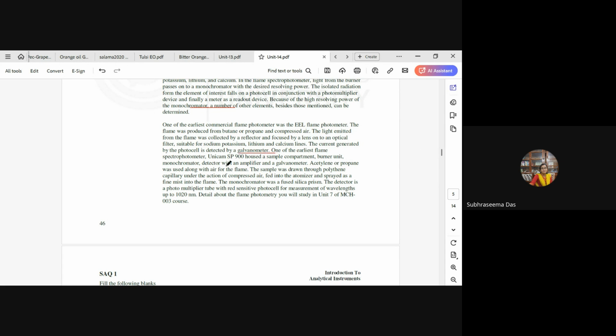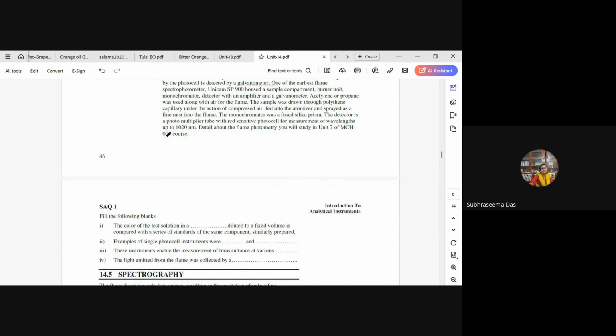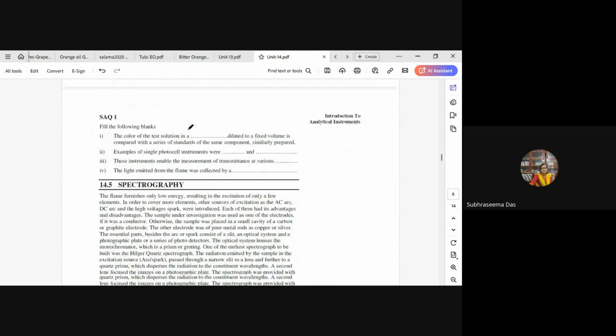An early example is the Unicam SP900, which contained the sample compartment, the burner, the monochromator, the detector, and the galvanometer. Here acetylene was used with air to produce the flame. The sample was drawn through a polythene capillary under the action of compressed air, fed into the atomizer, and sprayed as a fine mist into the flame. The detector is a photomultiplier tube, which can measure up to 120 nm. This is an example of a flame photometer.